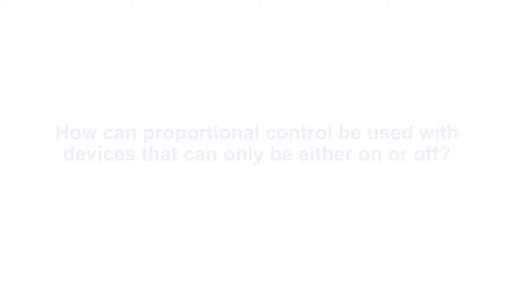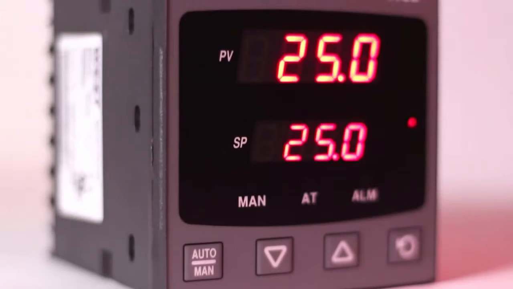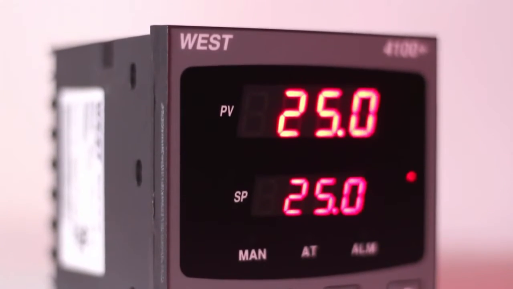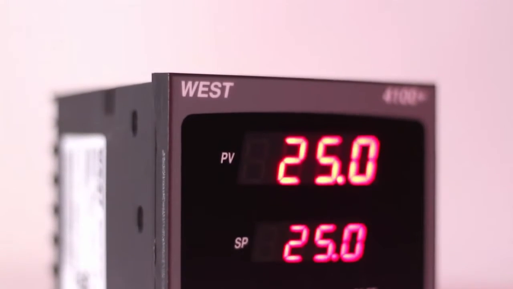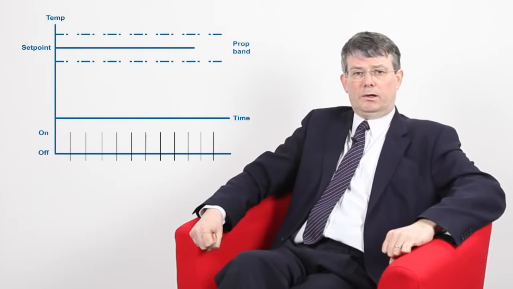The use of proportional control adds stability to the process and allows the user to control how often their output devices, such as relays and contactors, will switch. Many users are confused by the fact that proportional control can be used with relays or solenoid valves, devices that can only ever be on or off. How is this possible? It's certainly the case that these devices can only ever be on or off, but they can be on or off for part of the time.